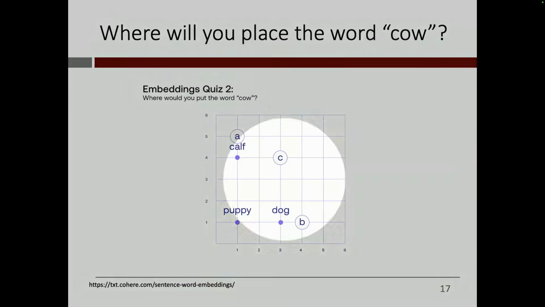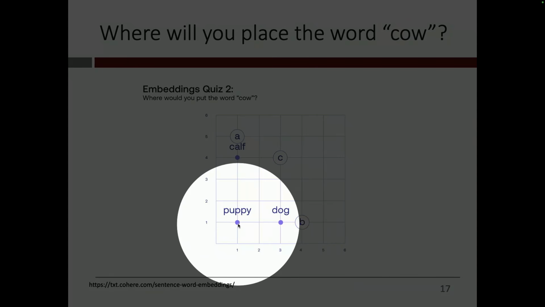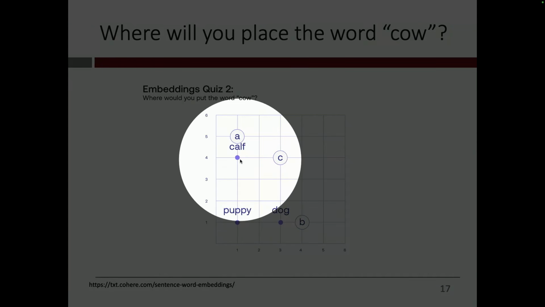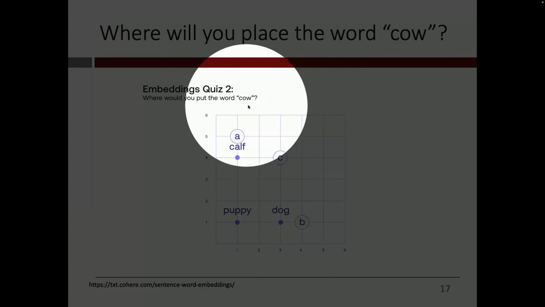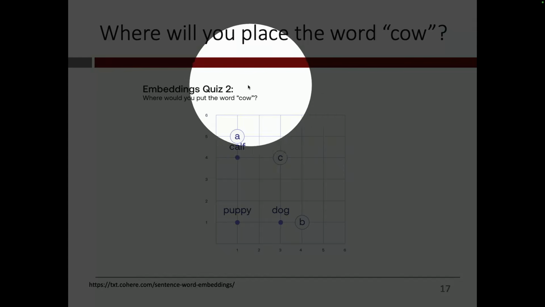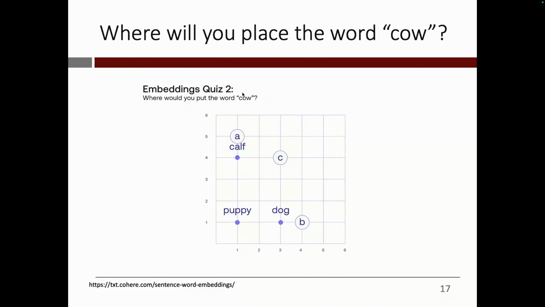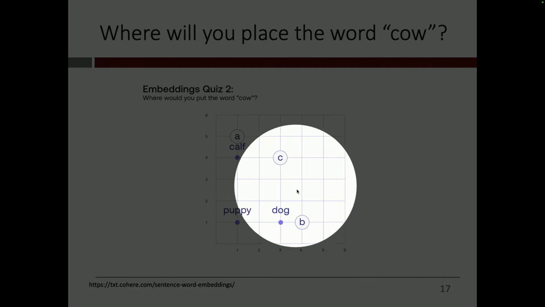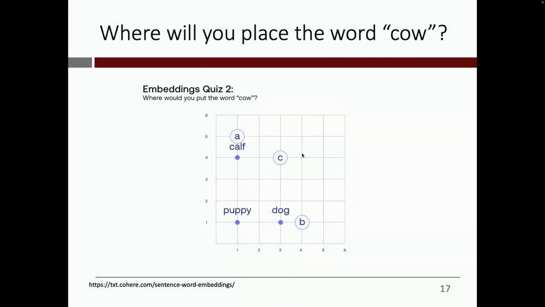Here we have the vector plotted for puppy and dog, and this is calf, right? We have plotted the word for calf. And let's say that we need to figure out where would the embedding, the word vector for cow, appear? Where is it most logical? Should it be A? Should it be C? Should it be B? Where should it be? Yes.